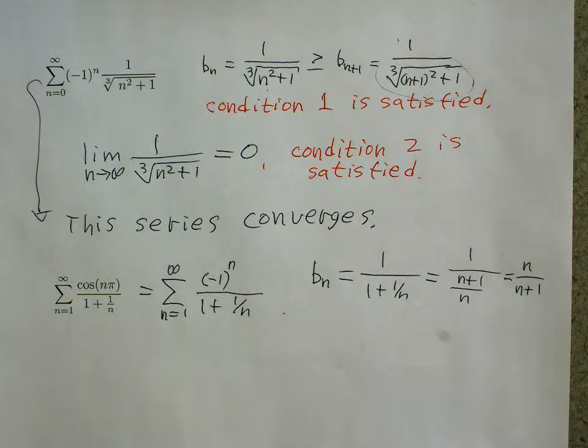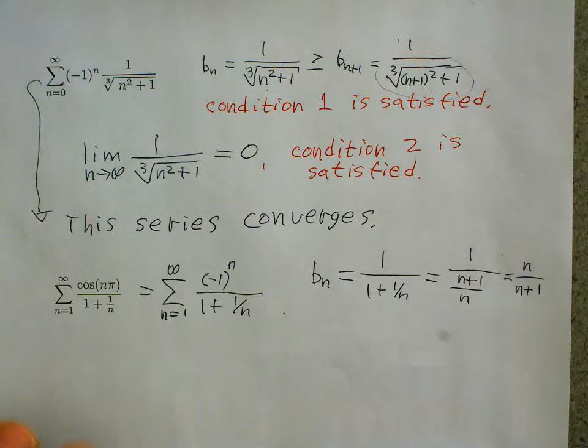If you just look at the first two terms, when n is 1, you have 1/2. Then when n is 2, you have 2/3. It's increasing. So b sub n does not approach 0. So the alternating series test doesn't tell us anything.